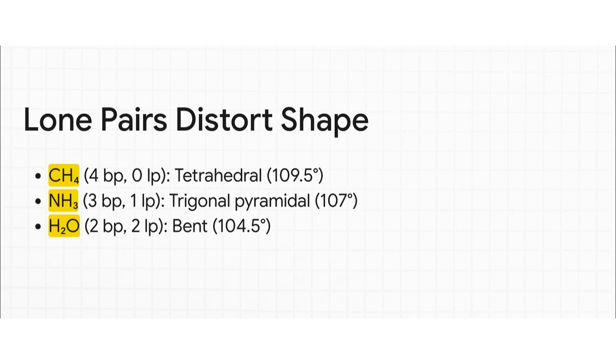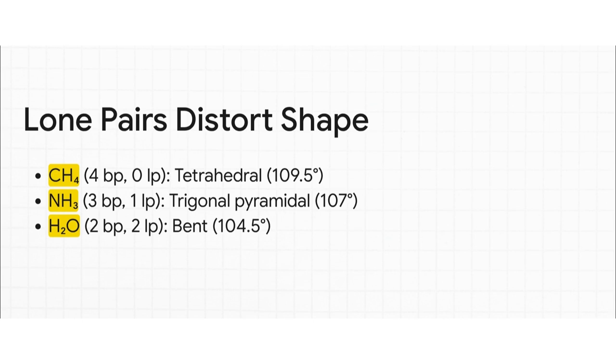But the real fun begins when lone pairs enter the picture. Let's see how lone pairs completely change the game. Methane, CH4, has 4 bond pairs and 0 lone pairs. It's a perfect tetrahedral shape with a bond angle of 109.5 degrees. Now, look at ammonia, NH3. It has 3 bond pairs and 1 lone pair.